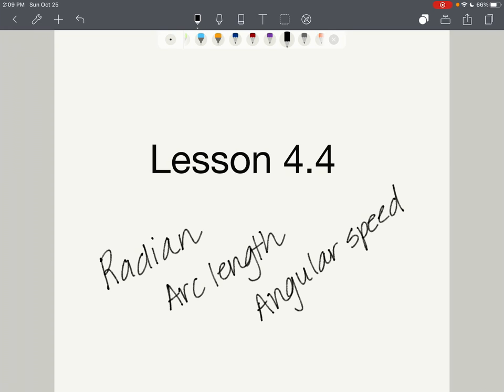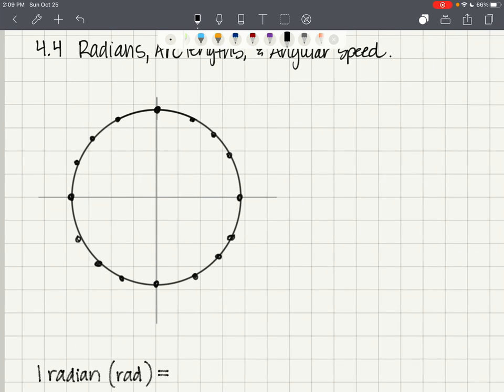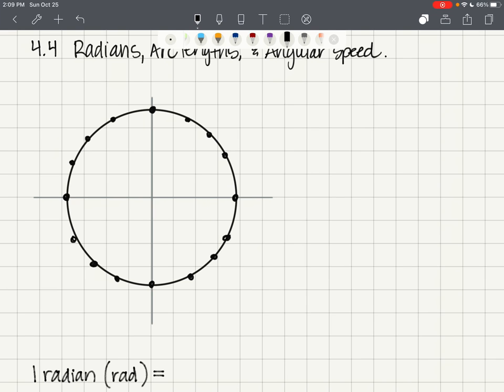We are now going to transition to radian measure versus degree measure of an angle. And to do that, we're going to have to discuss the arc length around a circle, and that's going to lead us into talking about angular speed. So we're going to get started by looking at the circle within the coordinate plane.